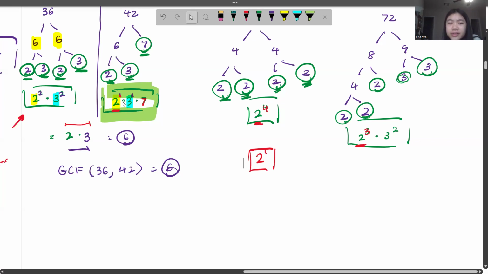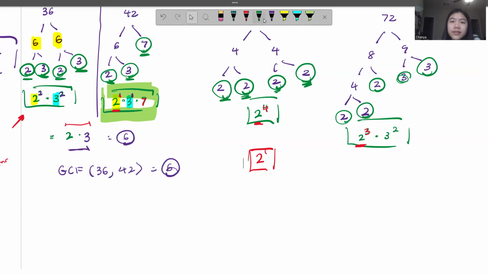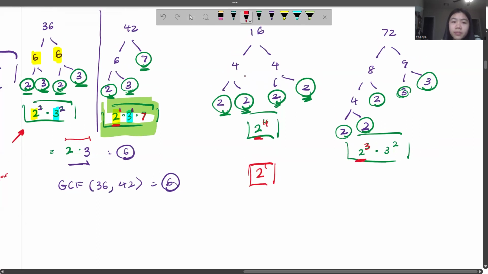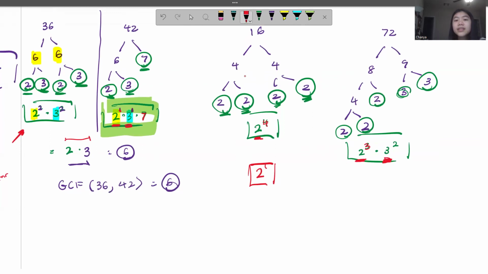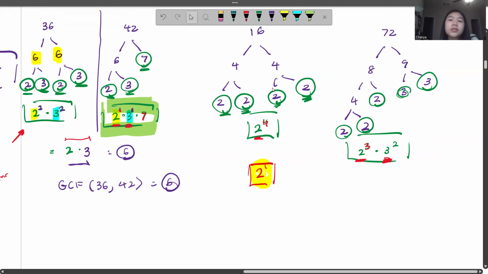And you notice that they don't have any other factors in common. For instance, even though both 42 and 72 have a factor of 3 to the power of 1 in common, 16 does not have it. And since we're finding the GCF of all 3 of these numbers, we can't include 3 because 16 does not have a factor of 3. So the same goes with 7. So the correct answer here should be that the greatest common factor is only 2.